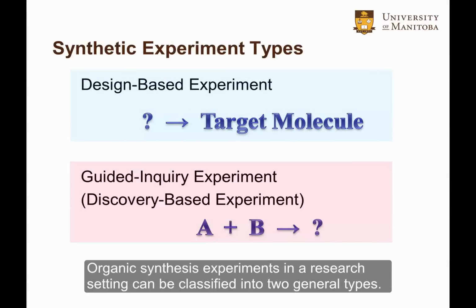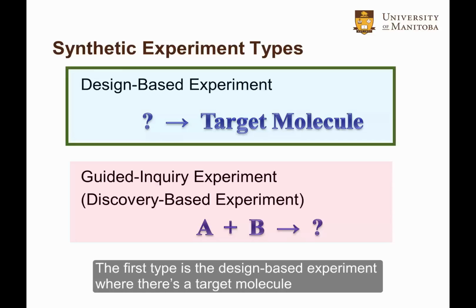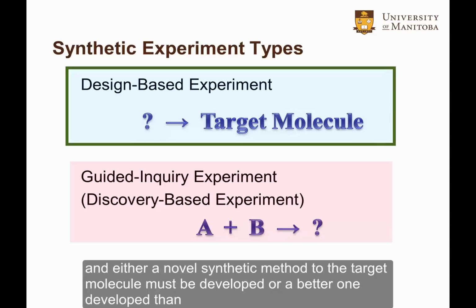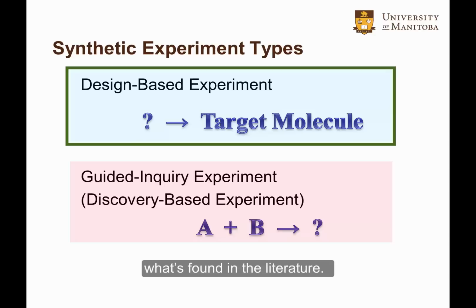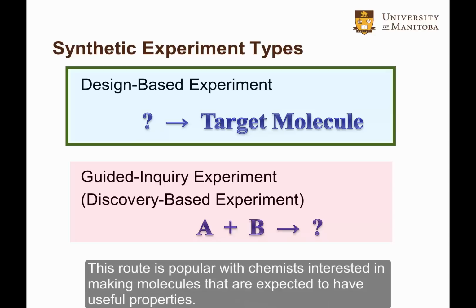Organic synthesis experiments in a research setting can be classified into 2 general types. The first type is the design-based experiment, where there's a target molecule and either a novel synthetic method to the target molecule must be developed, or a better one developed than what's found in the literature. This route is popular with chemists interested in making molecules that are expected to have useful properties.